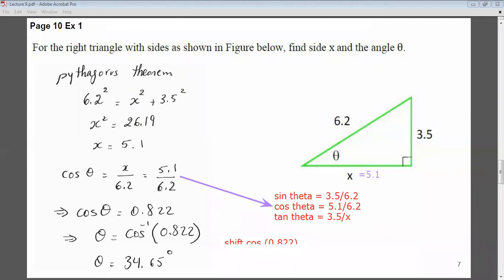If you want to do it with sine theta, it is the same. First, you have to calculate 3.5 divided by 6.2. This will be 0.56. Okay, implies theta equals shift sine.